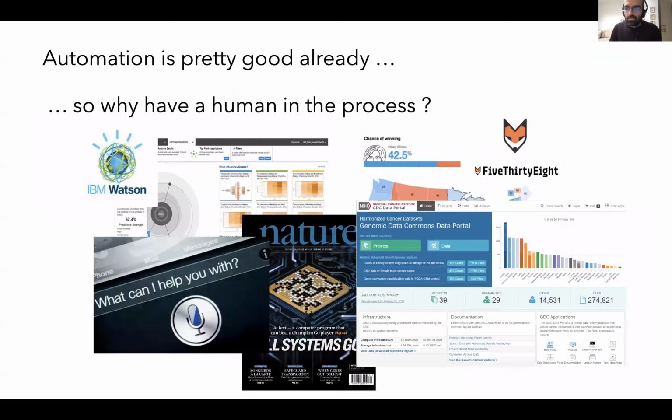But then this question always comes: automation is great. It's pretty good. We've seen machine learning and deep learning techniques achieving great feats. So why do we still need a human? Why don't we just leave it to the models, to the algorithms, to do the job for us? Why is there a need for human input and a human touch in the whole process, and why is that interaction important?